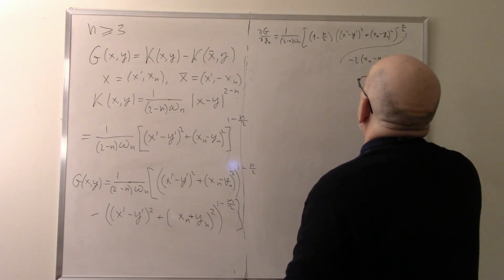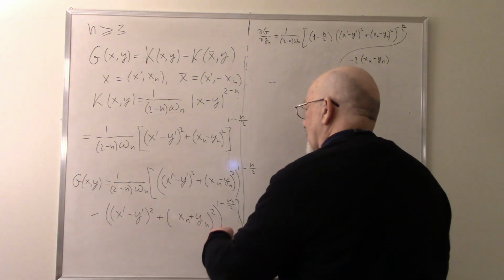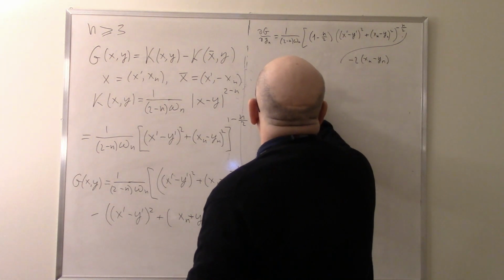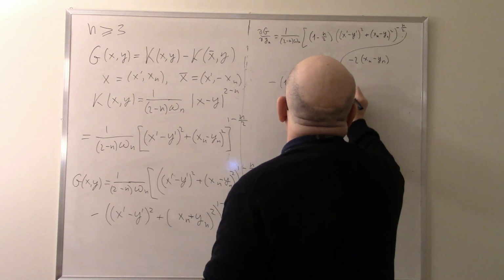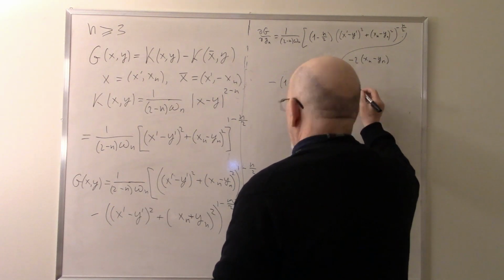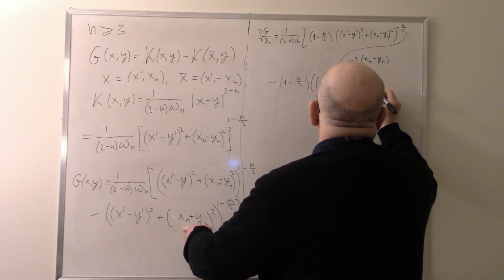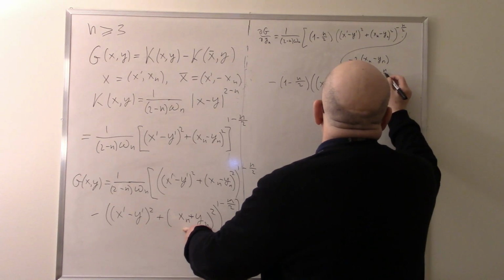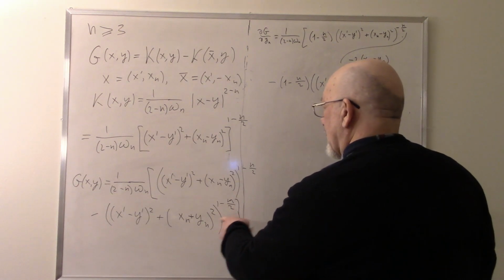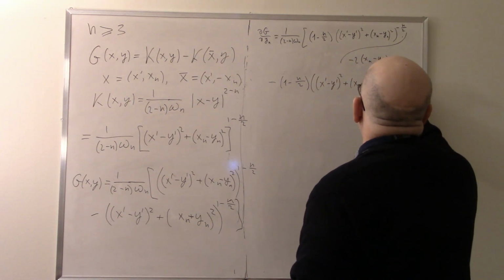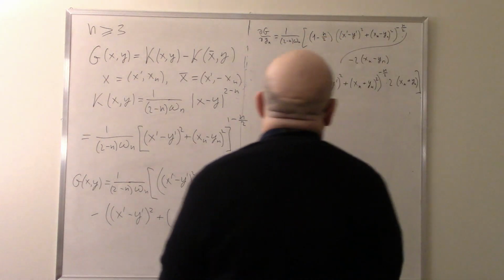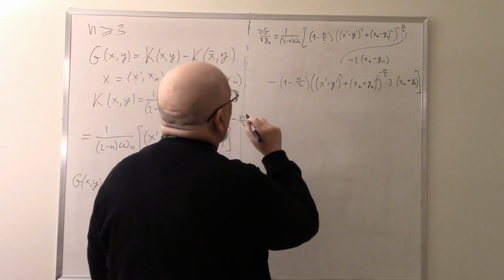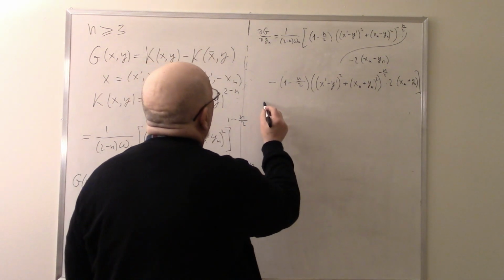Yeah, it is one term minus what is written here: 1 minus n over 2 times (x prime minus y prime) squared plus (xn plus yn) squared to the power minus n over 2, times the derivative of this, times 2 (xn plus yn). And now let us find it at yn equals 0.